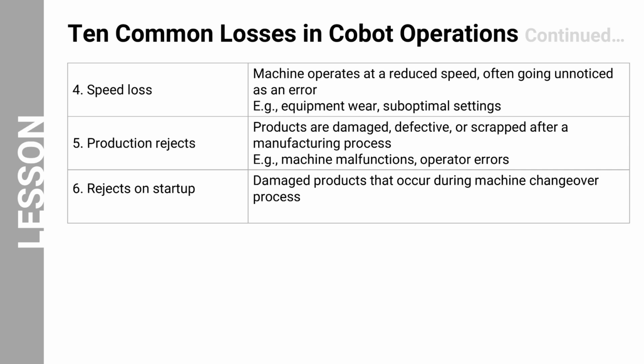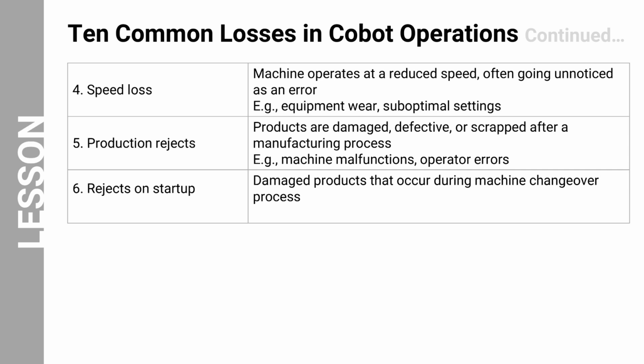Number 5. Production rejects. Production rejects occur when products are damaged, defective, or scrapped after a manufacturing process, leading to wasted materials and time. These issues can result from machine malfunctions, operator errors, or robotic handling mistakes, such as dropping or misplacing parts.